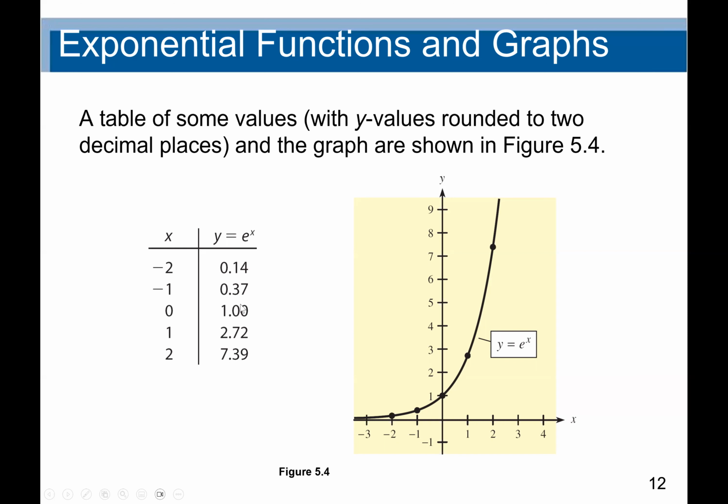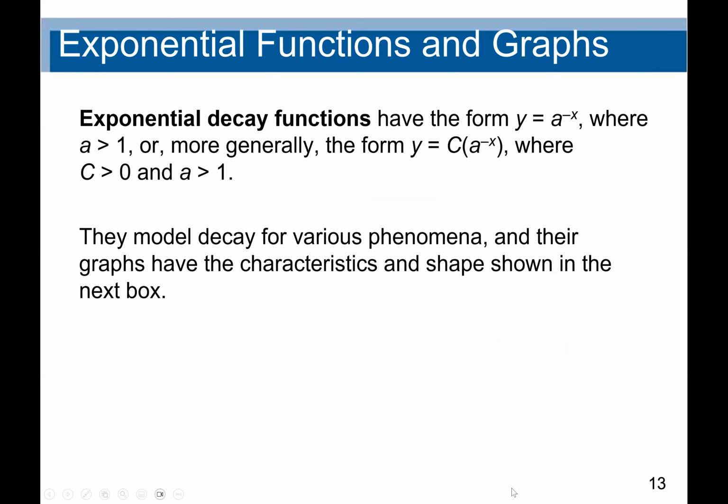So we can use the 5 points here. When x is -2, y is 0.14. When x is -1, y is 0.37. So we draw our 5 points and we get the shape of our graph, which is a growth exponential function. As x increases, y increases exponentially.